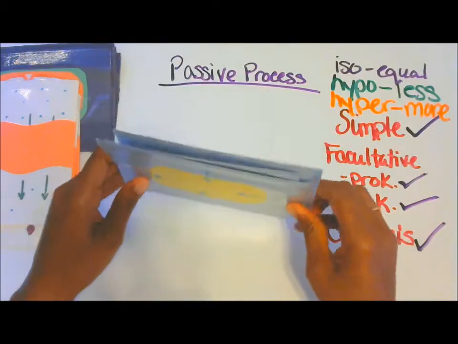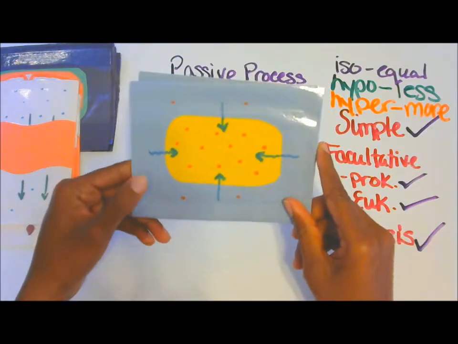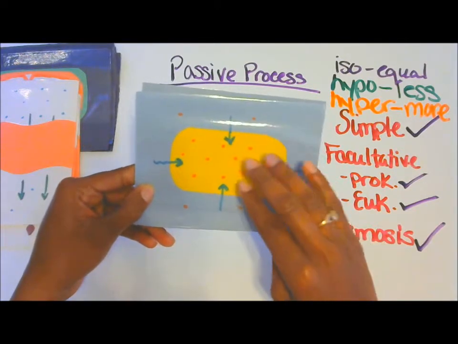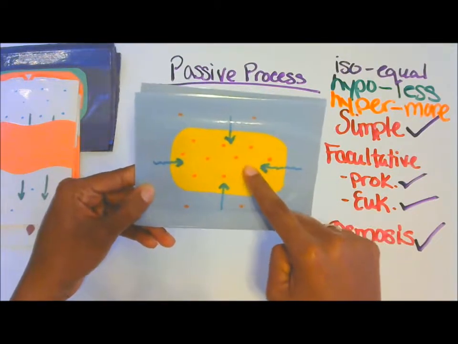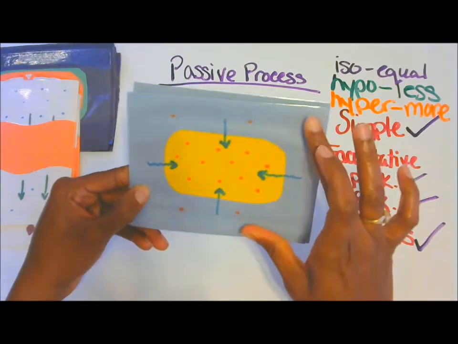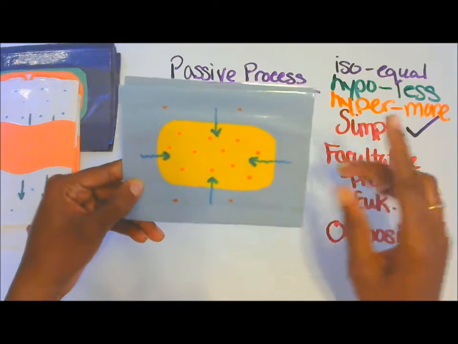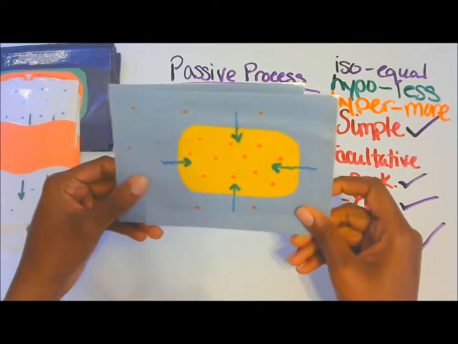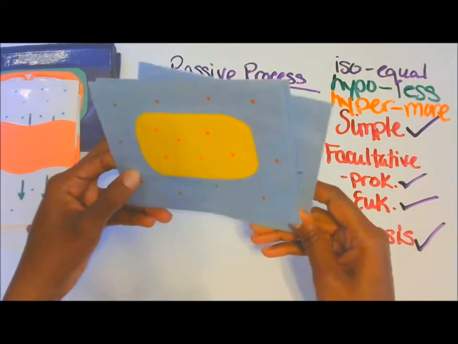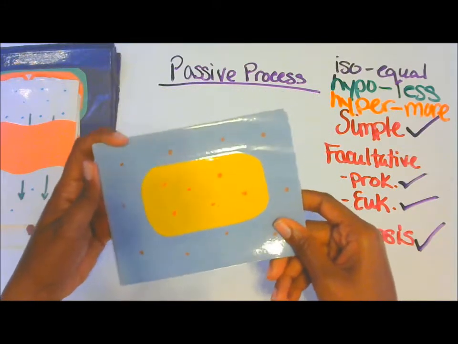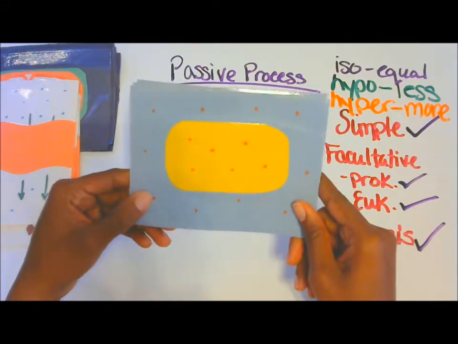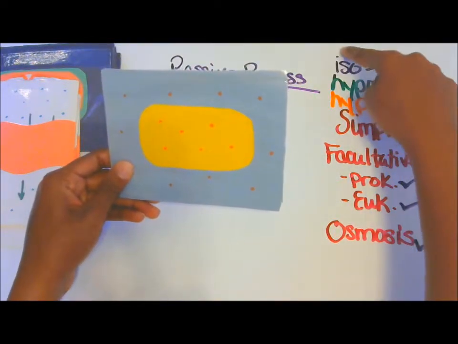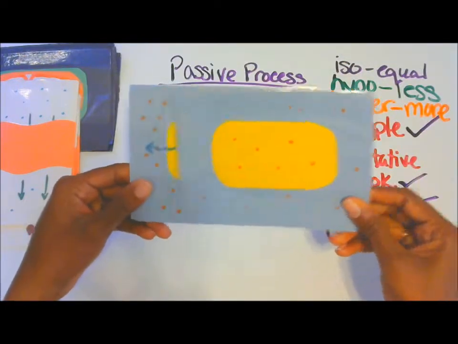All right, let's go over it. Here, so what we see is a low concentration on the outside, high concentration on the inside of molecules. We have water going inside of the cell. So when the environment has a low concentration, you think of less, you think of hypotonic. Here, there is no movement of water. There's like an equilibrium, equal, isotonic solution.